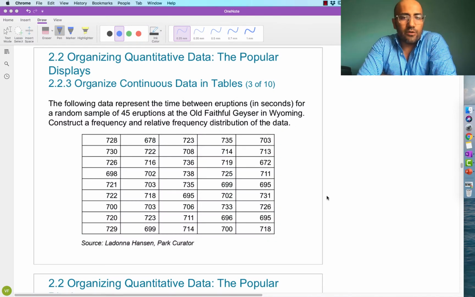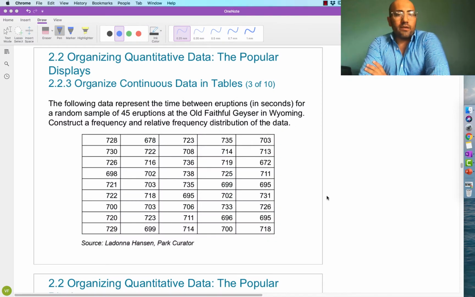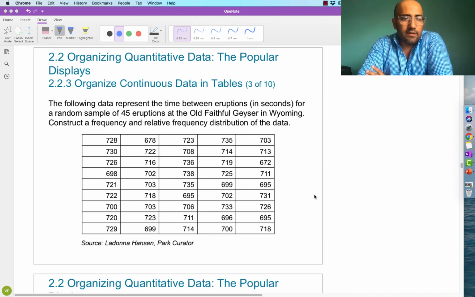Okay, so now that we know what we're talking about, here is data representing the time between eruptions in seconds for a random sample of 45 eruptions. In the first case, this means that 728 seconds occurred before the next eruption, and then 678 seconds before the next eruption, and then 728 seconds, and so on and so forth. So it looks fairly consistent, but it's not an exact number, and they do vary a little bit.